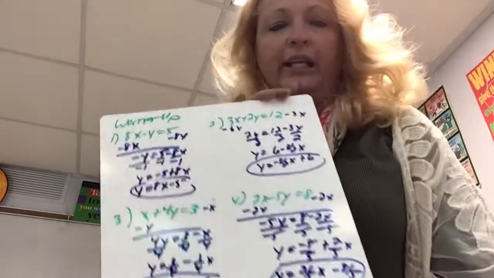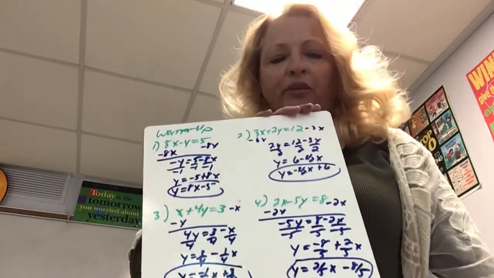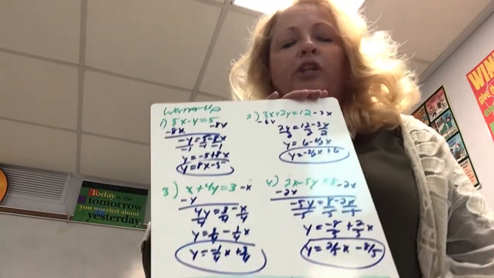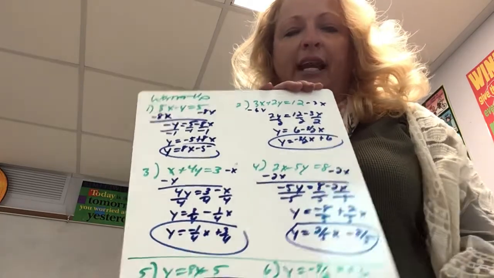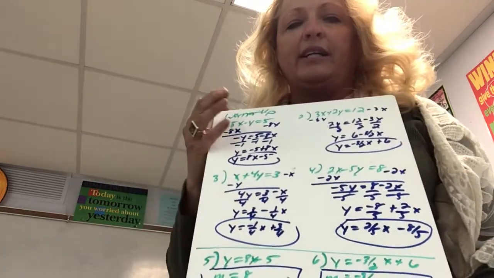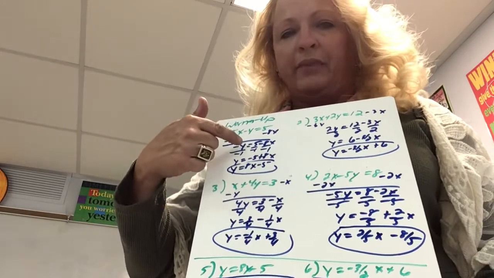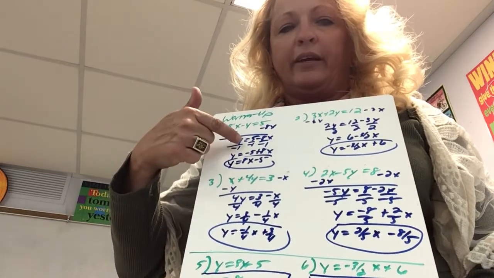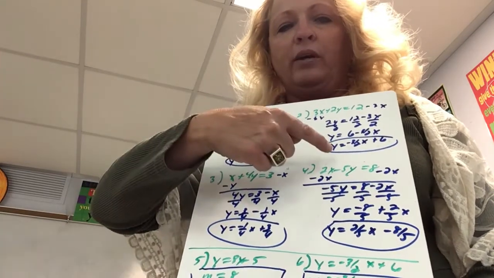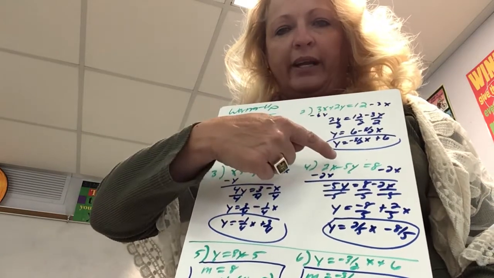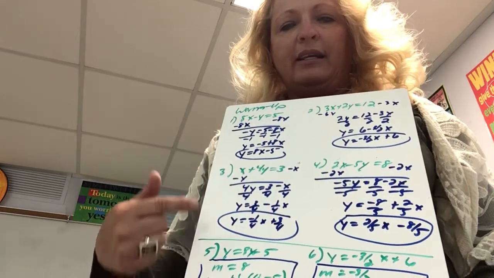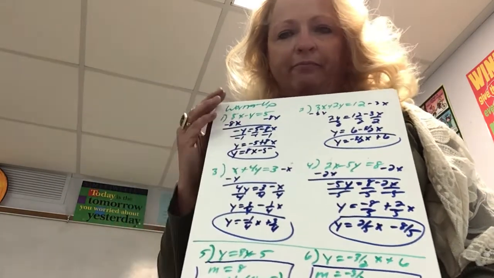So now what I would like you to do, once again, is stop the video, and do problems 5, 6, 7, and 8. Problems 5, 6, 7, and 8 are telling you to go back to number 1 and write down the slope and the y-intercept. Go to number 2 and write down the slope and y-intercept. Go to number 3, same thing.